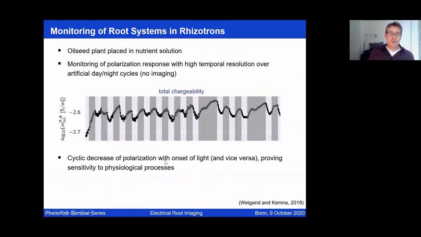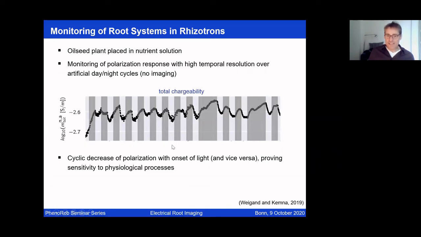And another experiment, the results of which I would like to show, you might have seen that on previous slides and some of the general talks, is now without imaging, because we wanted to have high temporal resolution. It is just the polarization property that we measured, in terms of some sort of chargeability, but that doesn't matter in this case, during ongoing artificial day-night cycles.